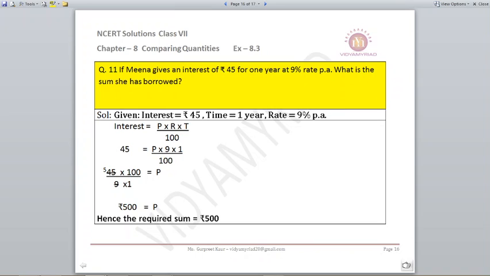Take everything on the other side and just keep P on your right side. Reduce it to its lowest term. You will get 500 rupees, which is your required sum or which is the principal which she has borrowed.